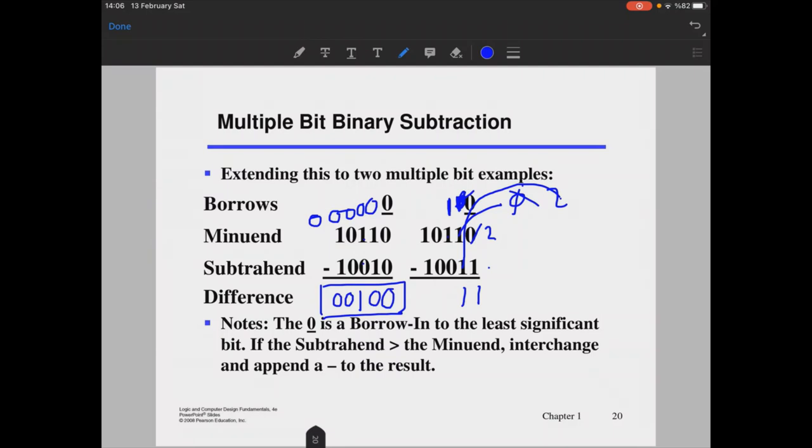So pay your debt first. These are gone. And 0 minus 0 is 0. Do I produce a debt for my neighbor here? No. Borrow for my neighbor? No. So it's 0. 0 minus 0 is 0, and do I produce a debt? No. And 1 minus 1 is 0 as well, and my output borrow is also 0, and your resultant or final difference is this one. This is how we do multiple bit binary subtraction.